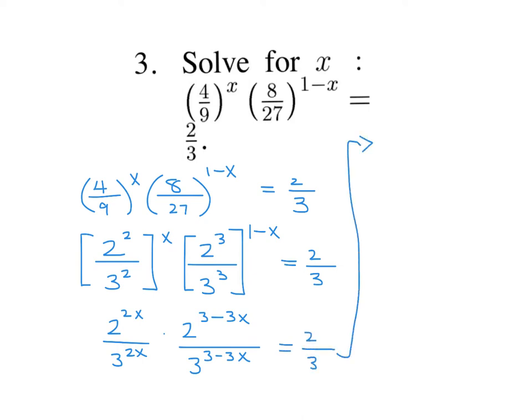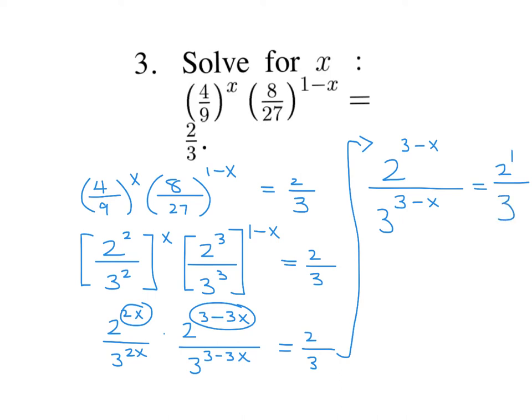Okay, now let's combine the exponents. So it'll be 2, and you're going to add this and this, right? So that'll be 3 minus x. And then on the bottom, it'll be 3 as the base, and then the exponent will be 3 minus x also. And that's 2 over 3. Well, that's really 2 to the power of 1 and 3 to the power of 1. So since the bases are the same, the exponents must be the same. So that means that 3 minus x is equal to 1. So therefore, x is equal to 2.